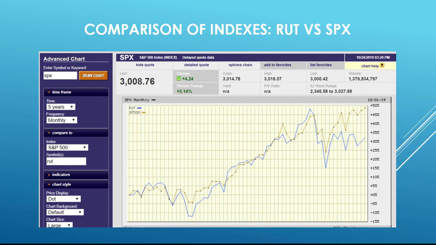Here's a comparison of the indexes, the Russell 2000 versus the Standard & Poor's 500 index. The Russell 2000 is in blue, the Standard & Poor's is in gold.